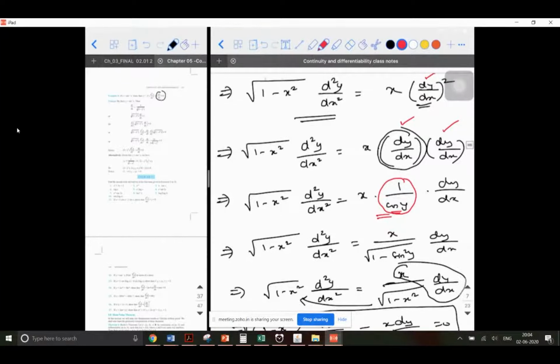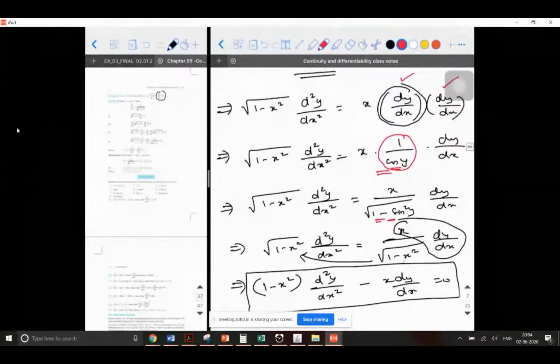So cos y can be written as root of 1 minus sin square y. This we know. So what is sin y? Sin y is nothing but x. That is what I wrote in the next step. I wrote it as 1 minus x square. Then I took the denominator to the other side. Then I got 1 minus x square into d square y by dx square minus x into dy by dx is equal to 0. Clear? Yes, sir. Okay.